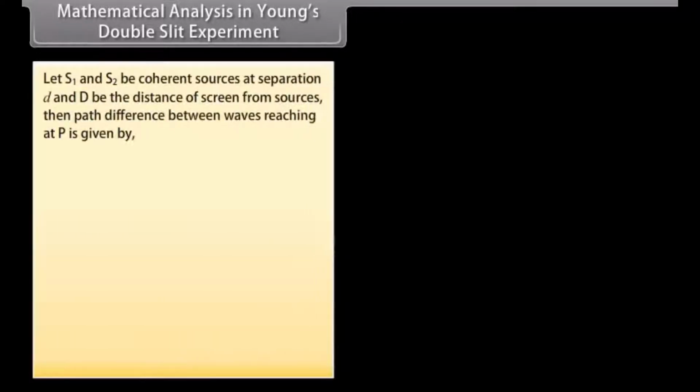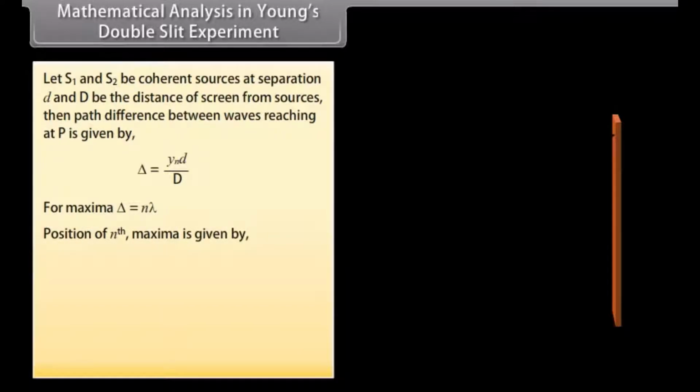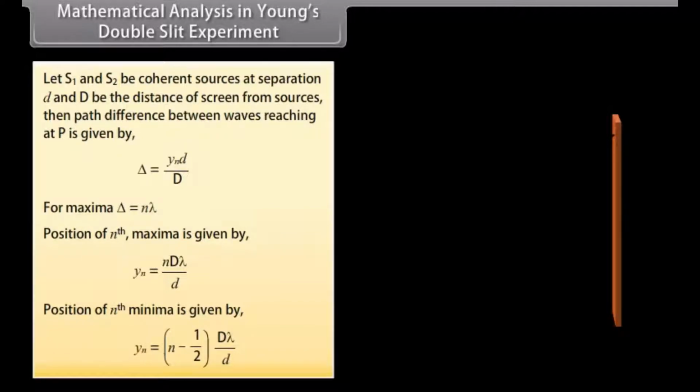Mathematical analysis in Young's double slit experiment. Let S1 and S2 be coherent sources at separation d and capital D be the distance of screen from sources, then path difference between waves reaching at P is given by the product of yn and d divided by capital D. For maxima, delta is equal to n lambda, position of nth maxima is given by n capital D lambda upon small d. Position of nth minima is given by (n minus 1 upon 2) into capital D lambda upon small d.